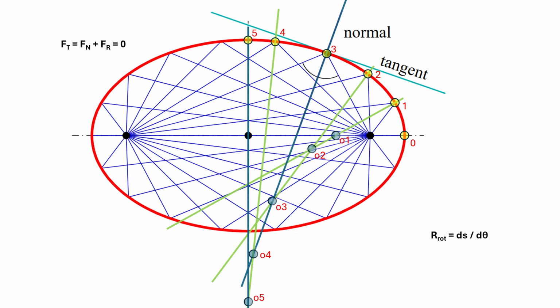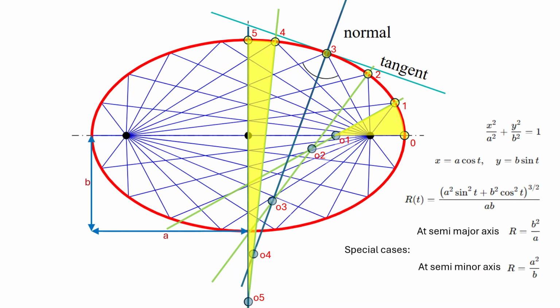Rotational radius is determined by the equation rot equals ds over d theta. Here's a method to approximate the position of rotational axes, which coincide with the center of curvature for a given point on the elliptical trajectory. The arc from point 0 to 1 has center of curvature at point 01. The arc from point 1 to 2 has center of curvature at point 02. The arc from point 2 to 3 has center of curvature at point 03, and so on. More accurate positions can be obtained using smaller arc length.